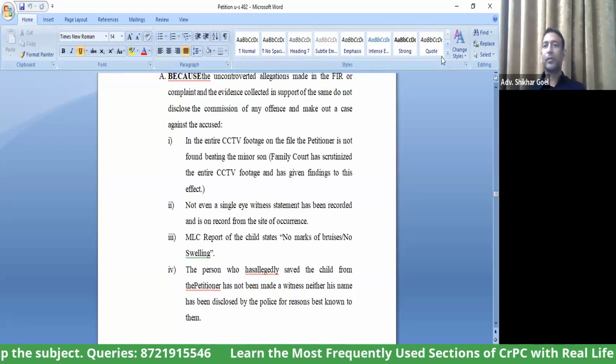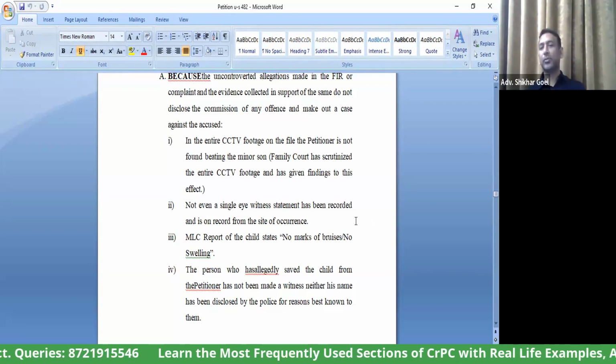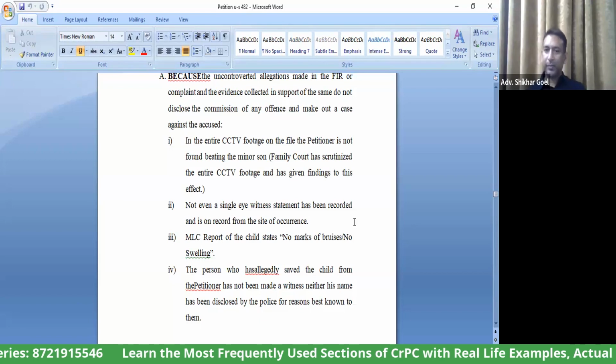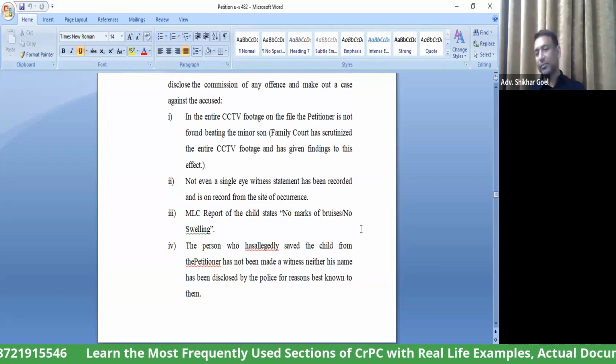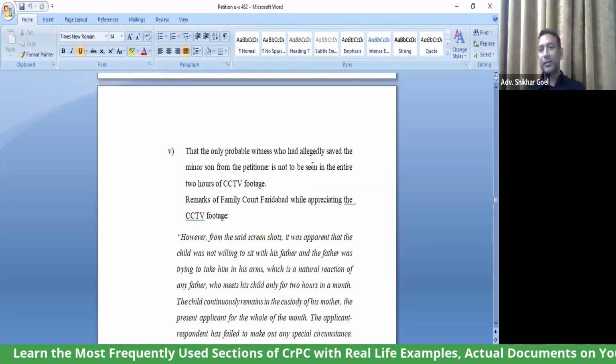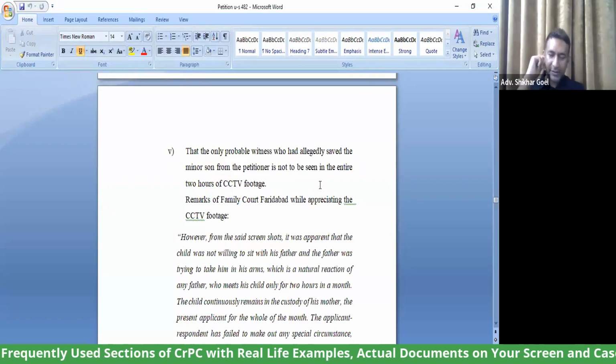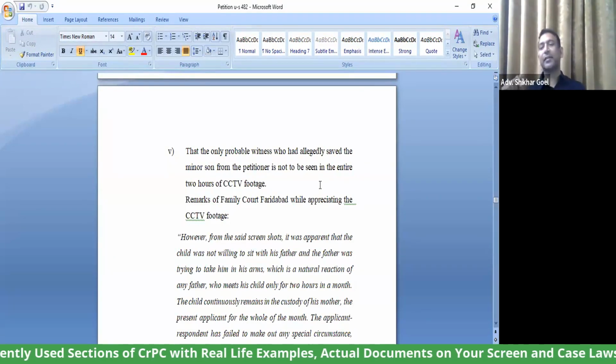What was stopping you from recording the statement of the uncle who saved the child? तुम उसको ढूंढ के लाते. तुमने वो भी नहीं समझा क्योंकि तुम बकवास कर रहे हो. That the only probable witness who had allegedly saved the minor's son from the petitioner is not even seen in the entire footage. So there is a contradiction in the statement of the child and the CCTV footage.